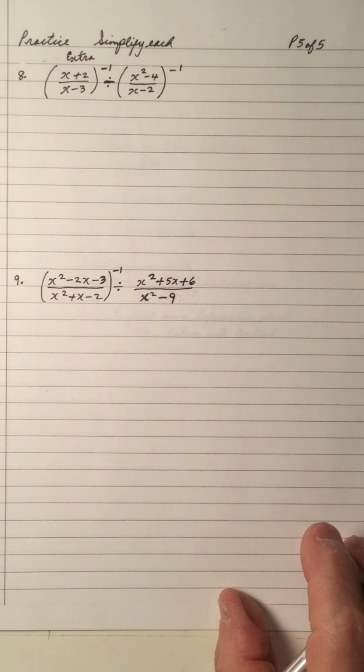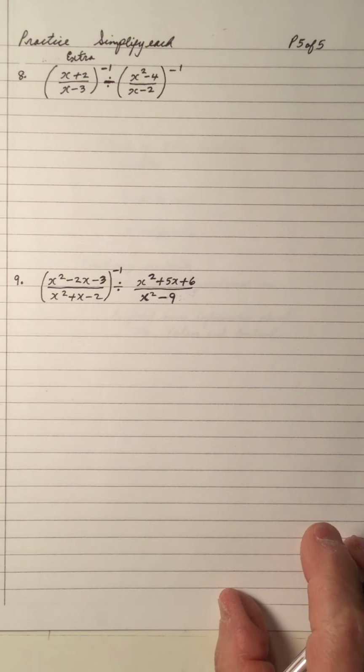So PEMDAS, P-E-M-D-A-S, says that I can do inside the bracket first, but if I want, I can do the exponents. So the negative flips this around. So (x - 3)/(x + 2), and (x - 2)/(x^2 - 4). So I do the exponent first by flipping around.